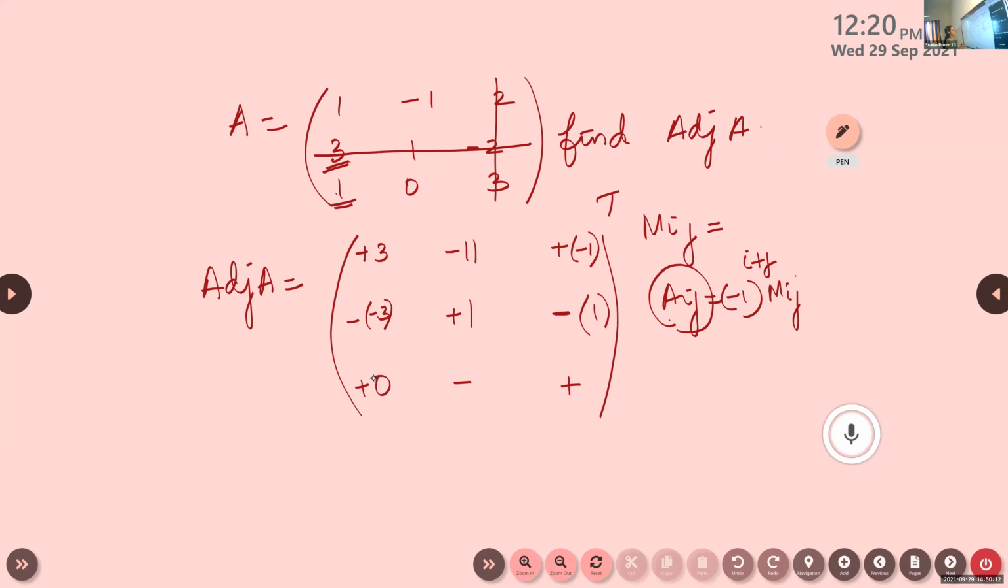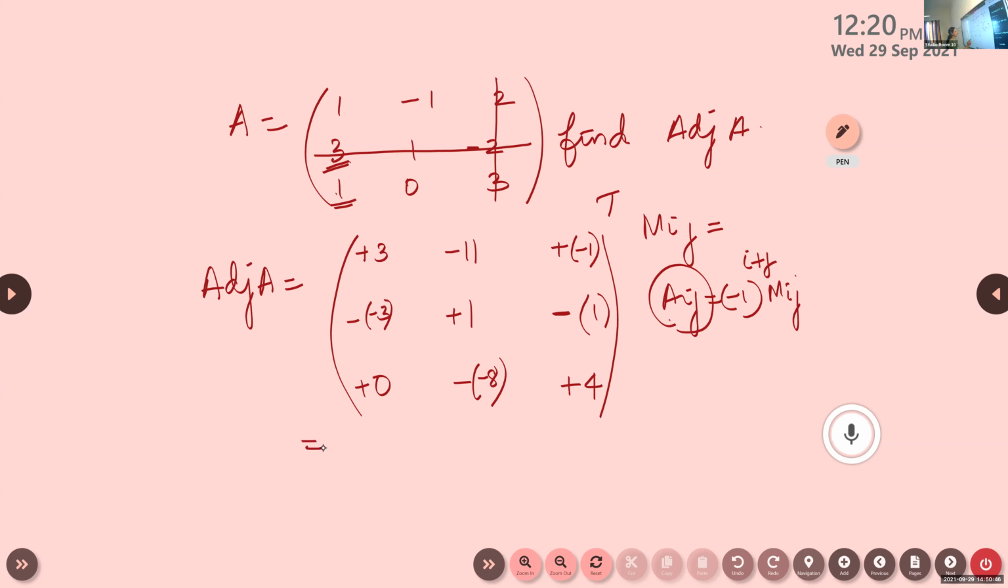Yes, 0. Then for the next element, for 0, it is minus, leave the row and column, minus 2 minus 6. So it is minus 8. Is it correct, Aparna? Yes, ma'am. And for the last element, give the cofactor, Aparna. Ma'am, 4. 1 minus of minus 3 plus 3, so we'll get 4.